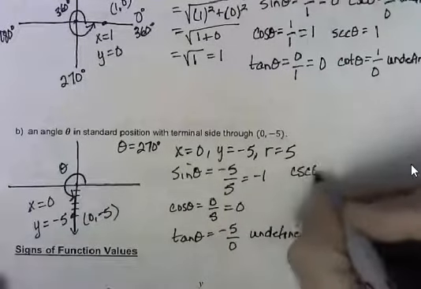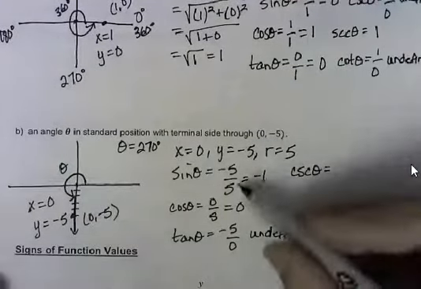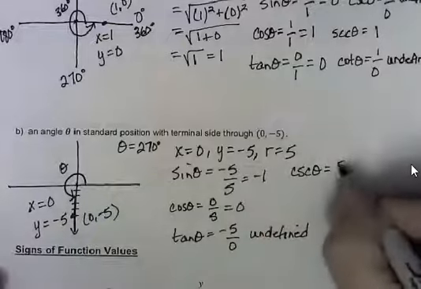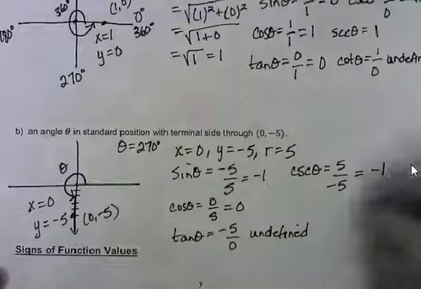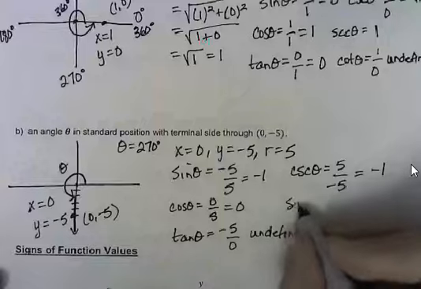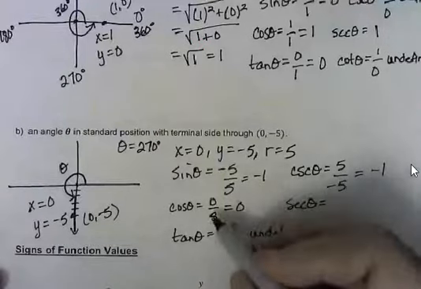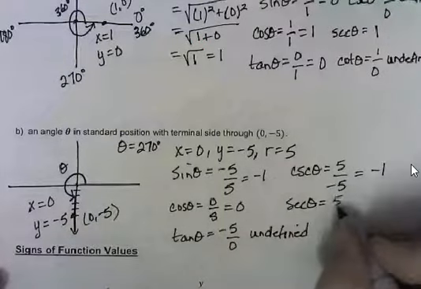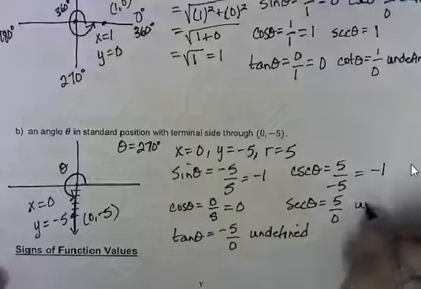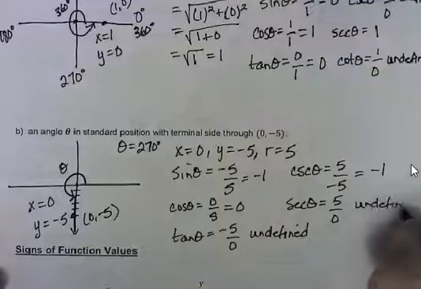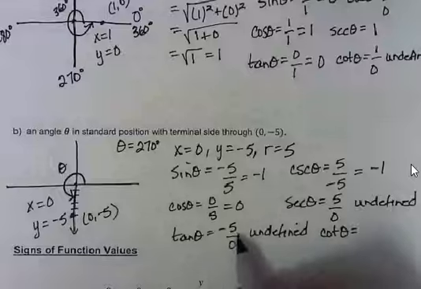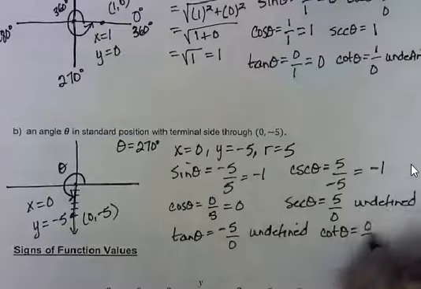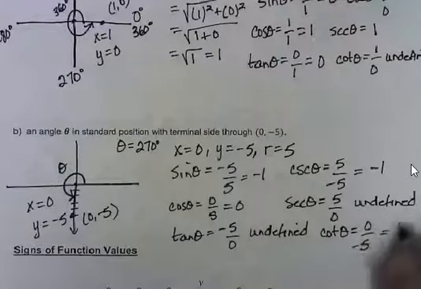For our other three functions, the cosecant would be just this flipped over, which would also simplify to -1. Our secant would be our cosine flipped over. That would be 5/0, which would be undefined. For our cotangent, we would have the reciprocal of this, which would be 0/-5, so that would be 0.